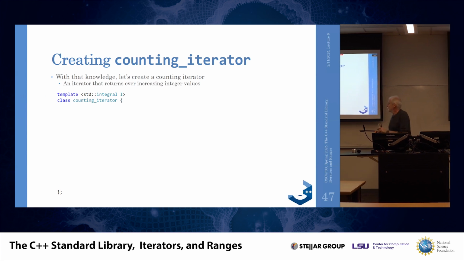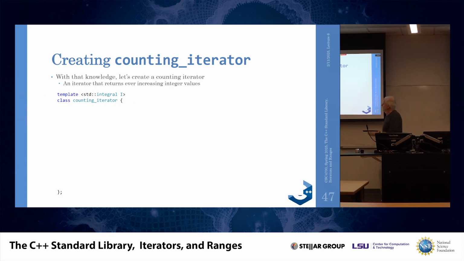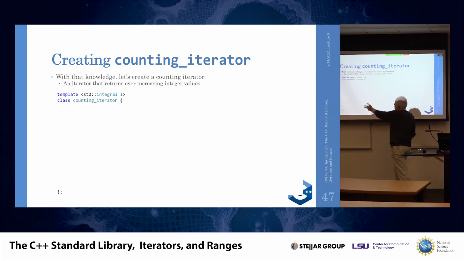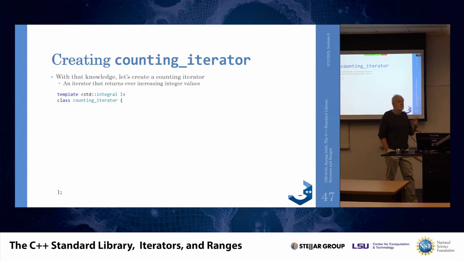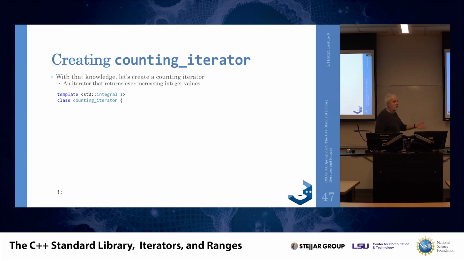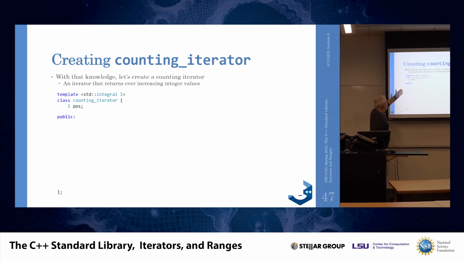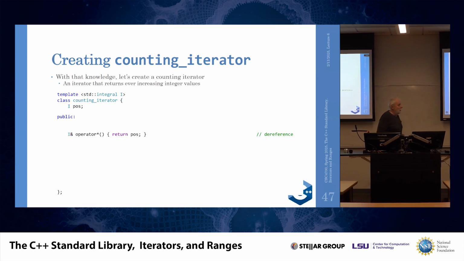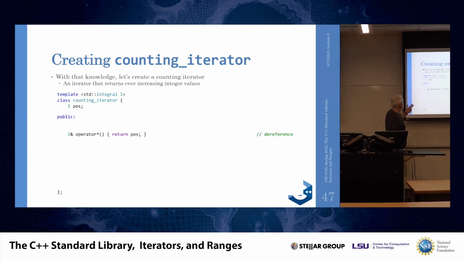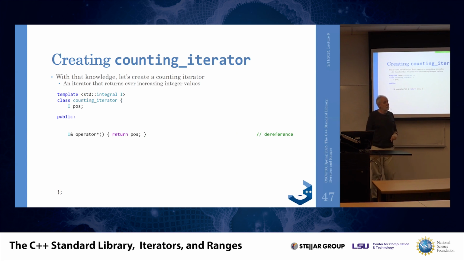We don't want to constrain things to integer counters, so I'm just making it a template which will work with any integral type, with anything that is an integer: int, long, unsigned long, whatever you want. It has to represent an integer, so I'm storing the integer in the type. I need a dereference operation, right? We said whenever it's dereferenced, return the integer itself. And the dereference is implemented by the operator star.